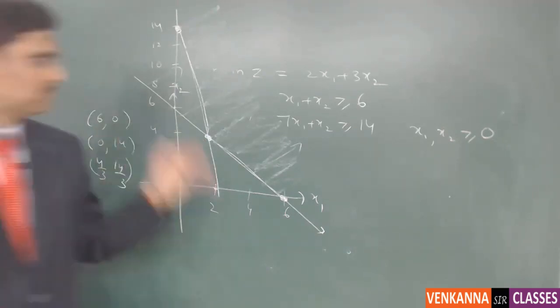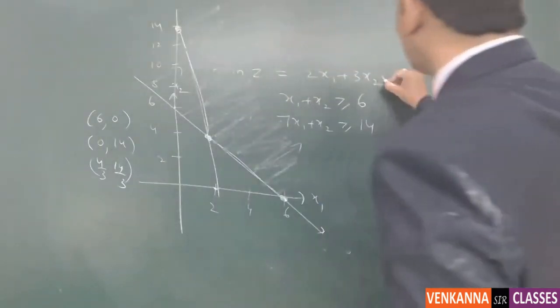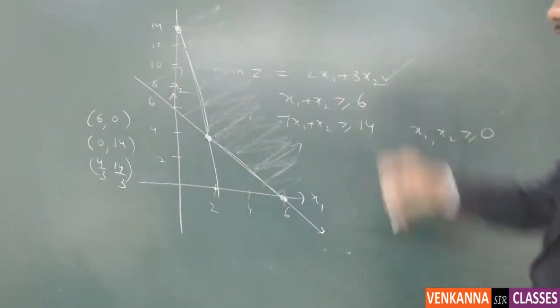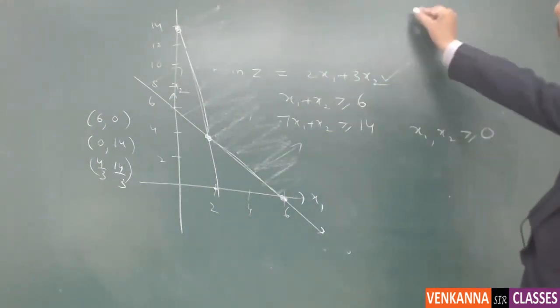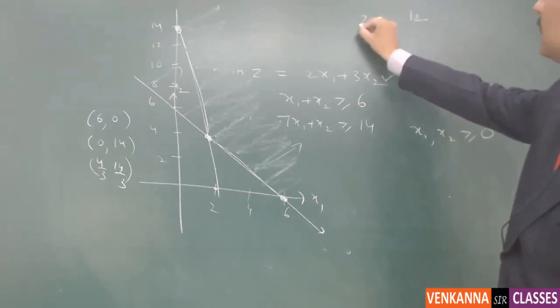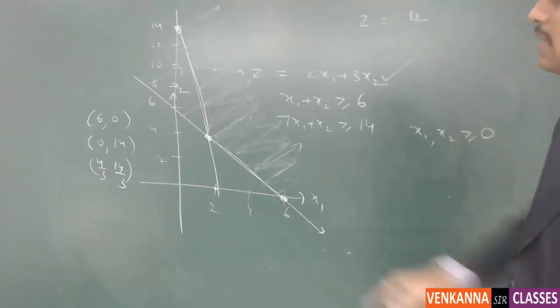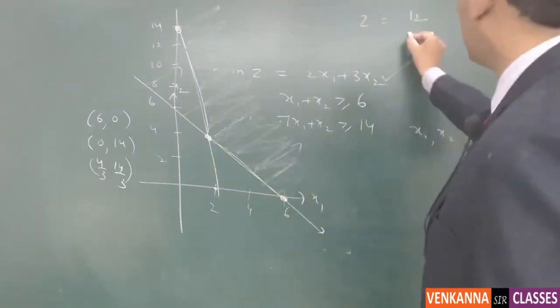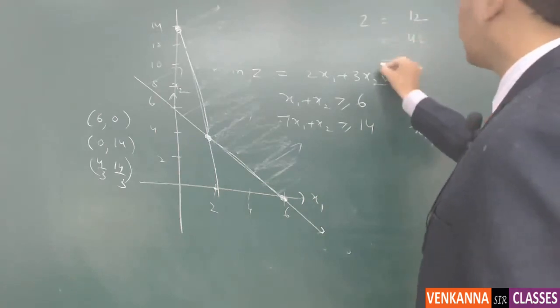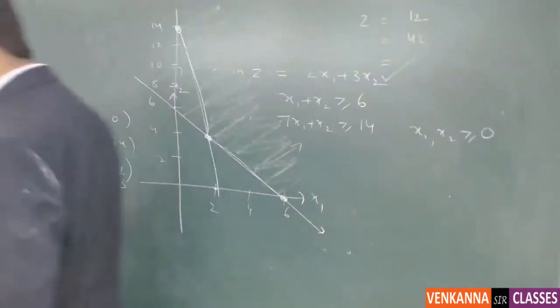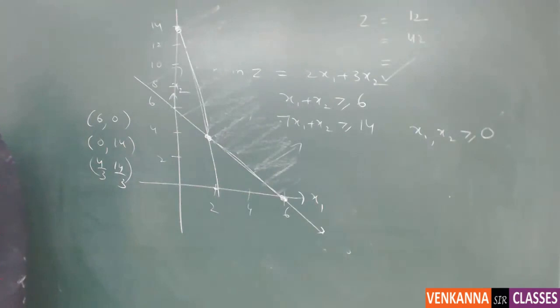Now you are going to substitute these three values in the objective function and you are going to get the result. So for the first one, the result is Z 12, and for this one 42, and for the last, what is the value? It will be 16 point something, I mean the 50 by 3.